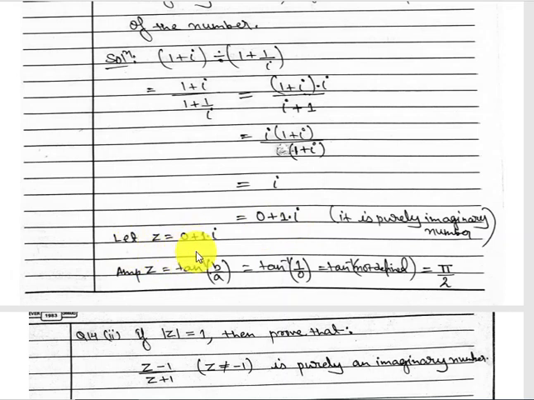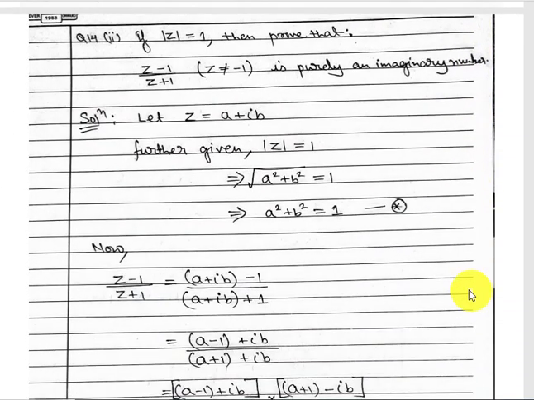Next we have to find the amplitude. We know the amplitude of this complex number will be tan inverse b upon a. Here b is 1 and a is 0, so it becomes tan inverse not defined. Now for which angle does tan give you not defined? That is 90 degrees, that means pi by 2. Question number 14.2.